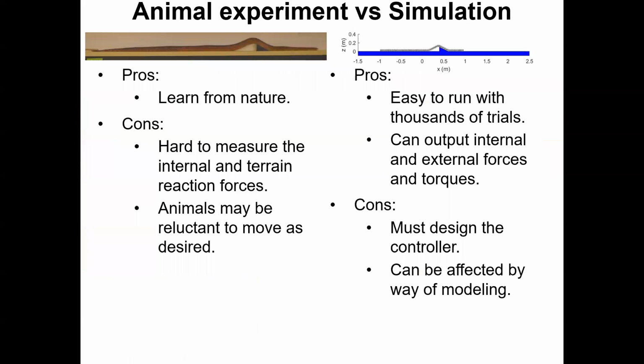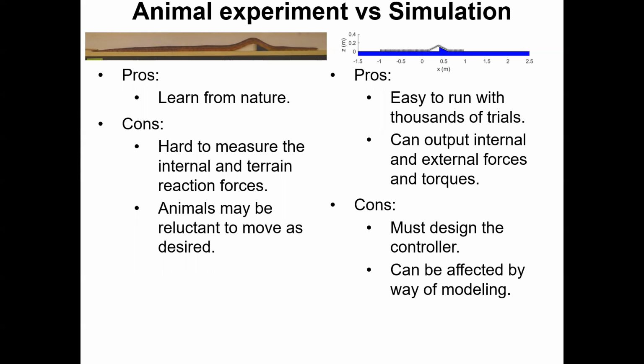Although animal experiments can help us learn some incredible locomotion principles from nature, it is difficult to measure the internal and terrain reaction forces. Also, animals may be reluctant to move as desired. On the contrary, simulation can resolve these problems. It's easy to run thousands of trials with different parameters and can output internal and external forces and torques.